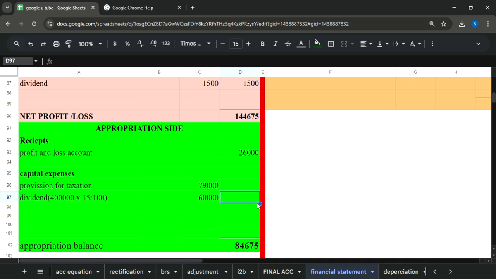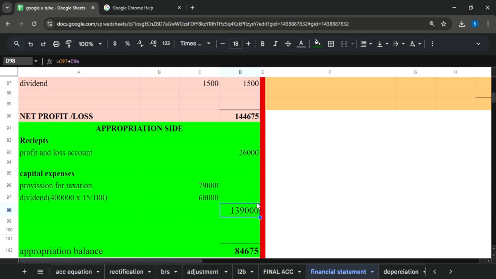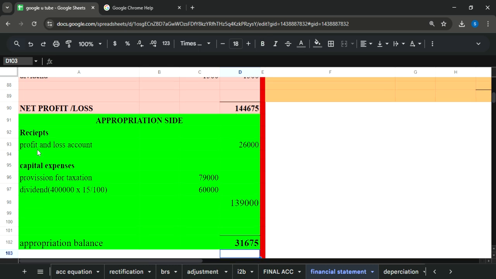Alright guys, so next procedure is to calculate our appropriation balance. There are two capital type of expenses. Now you will calculate your appropriation balance, and for that you will have to be focused. First you will take your net profit, and then this profit and loss account would be added, and the sum of all capital type of expenses would be subtracted. So finally we have got the appropriation balance.